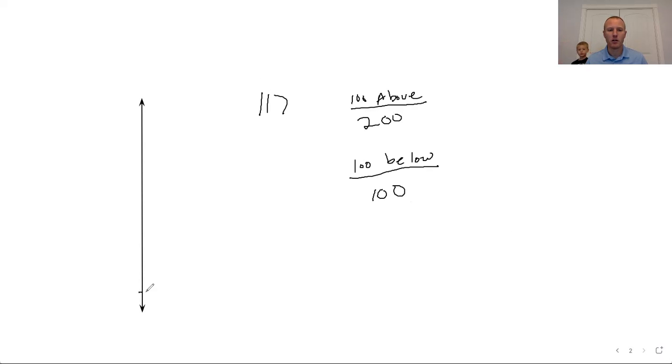So that sort of shapes my answer. My answer can only be 100 or 200 at this point. It can't be anything else. A common mistake when we get to this point is kids will add 100 or subtract 100, but that's not what we're doing. We're seeing which 100 it's closest to, and the only 2 options for 117 are 100 or 200. The halfway point between those is 150.